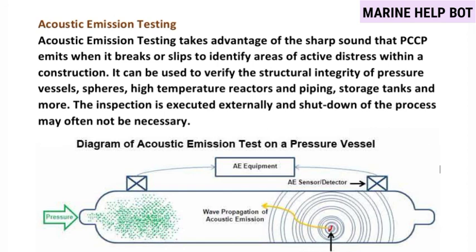So, from the diagram, you can understand that the acoustic emission test is done on the pressure vessel. There are acoustic emission sensors and detectors. When pressure is applied to this pressure vessel, there will be a sharp sound wave which will be detected by these sensors and detectors, and which can be measured easily, and you will know that there is some crack. So this is how we do acoustic emission testing.